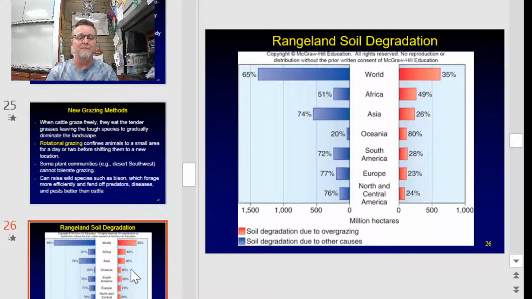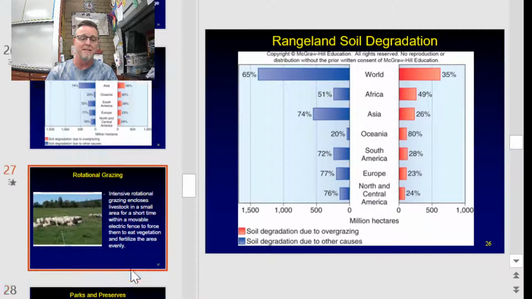This is just a graphic to kind of show you rangeland degradation across the globe, comparing the world, Africa, Asia, South America, Europe, all to North America, and how degraded our soils are as a result of overgrazing. And you can see worldwide, soil degradation due to overgrazing is basically sitting at about 35%, with 65% coming from other causes. That doesn't sound like much, but you put that on the scale of hectares of land and you start to realize that this is a big deal.